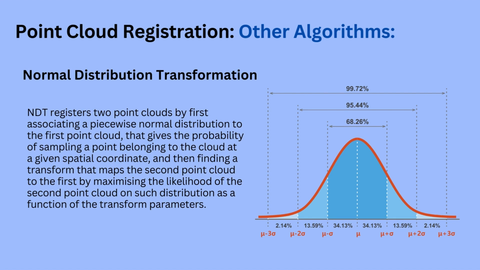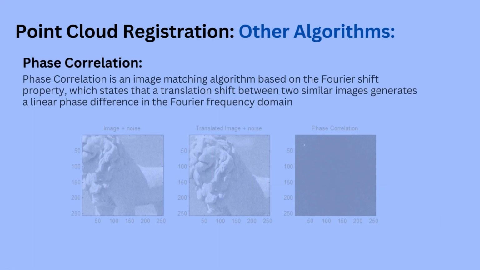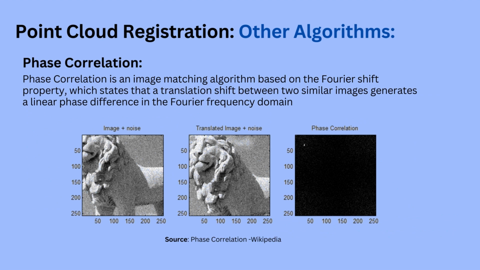The third approach to registration is known as phase correlation, and it is an image matching algorithm based on the Fourier shift property, which states that the translation shift between two similar images generates a linear phase difference in the Fourier frequency domain. And essentially, that's exactly what happens when we are working with phase correlation with two point clouds.